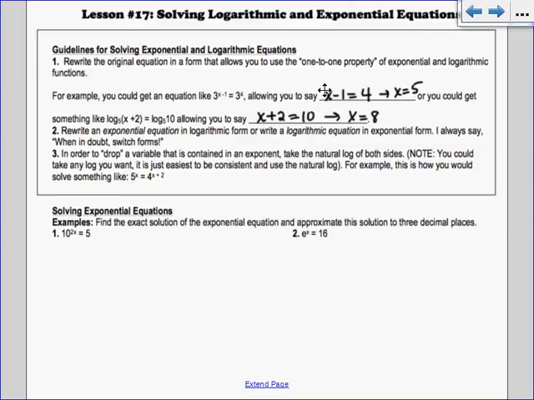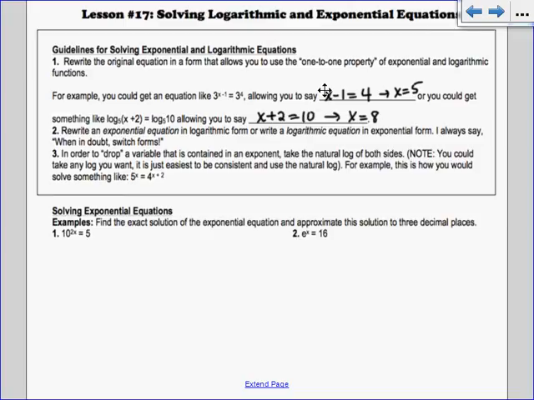Number 2 says rewrite exponential equations in logarithmic form, or write a logarithmic equation in exponential form. I always say, when in doubt, switch forms. If you have no clue what to do in a problem, always try to switch forms, and oftentimes that will help you.